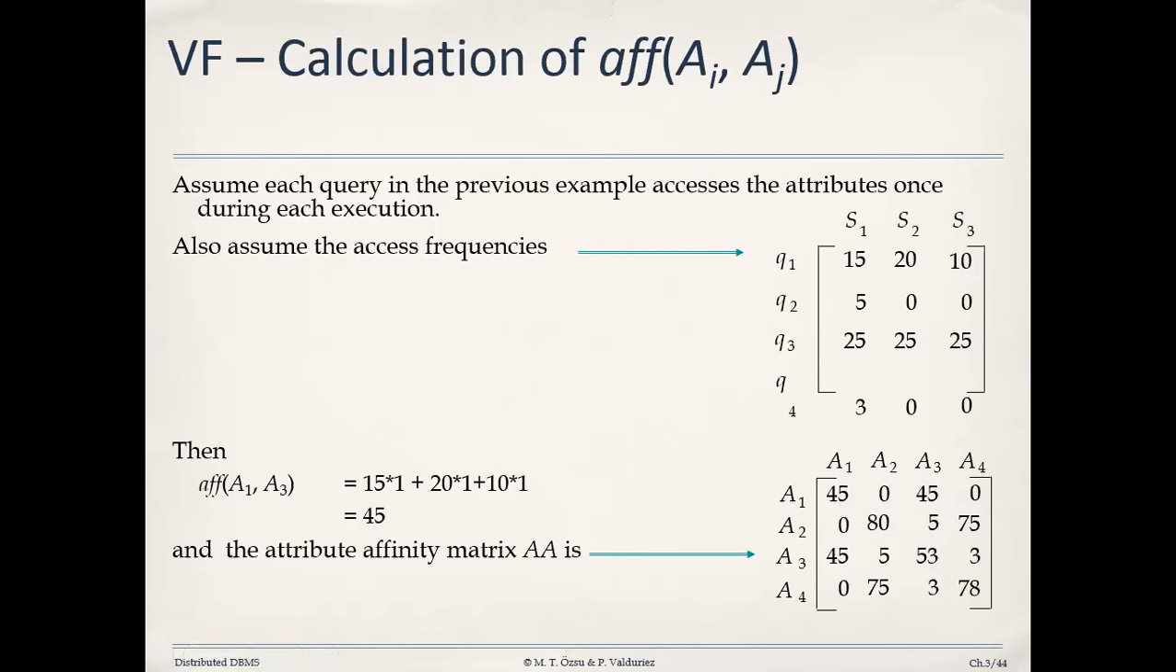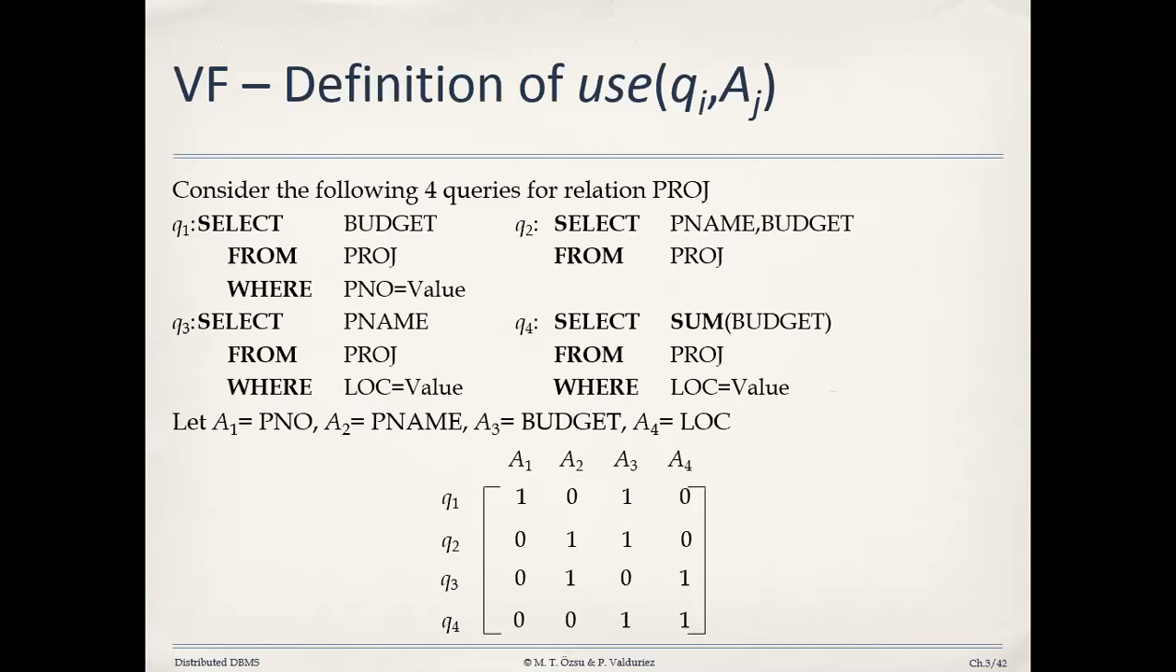Suppose you want to calculate the affinity between A1 and A3. We want to see where A1 and A3 appear together. A1 and A3 are accessed together only in query 1. In query 2 only A3 appears, and in query 3 the values are 0 0 and 0 1. Only query 1 has the value 1 for both.